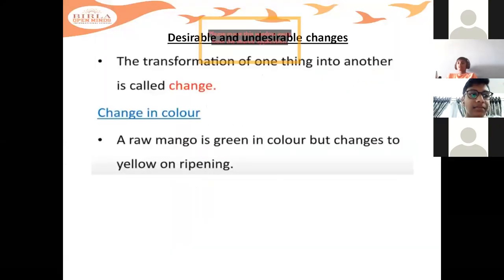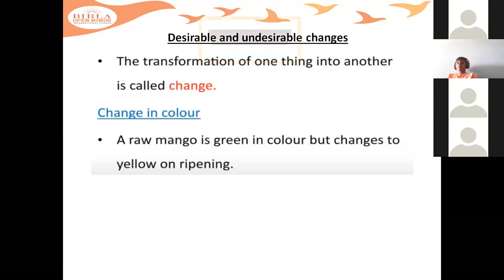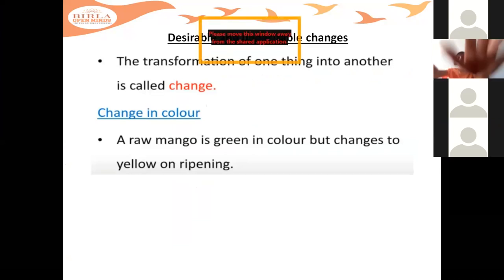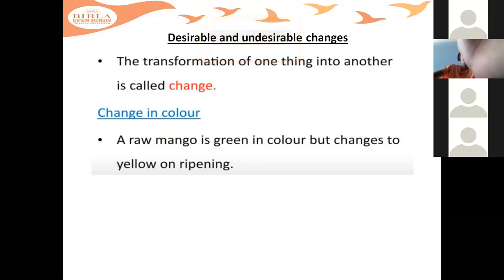So what are these desirable and undesirable changes? Some changes that occur around us may be desirable or may be undesirable. Desirable in the sense you like it, or undesirable in the sense you dislike it. Some changes, like your mother is preparing some delicious dish, you just desire to have that. You like to eat it, so you rush to eat it. You go to your mother and ask for that dish, saying that I want to eat it. So these are desirable changes.